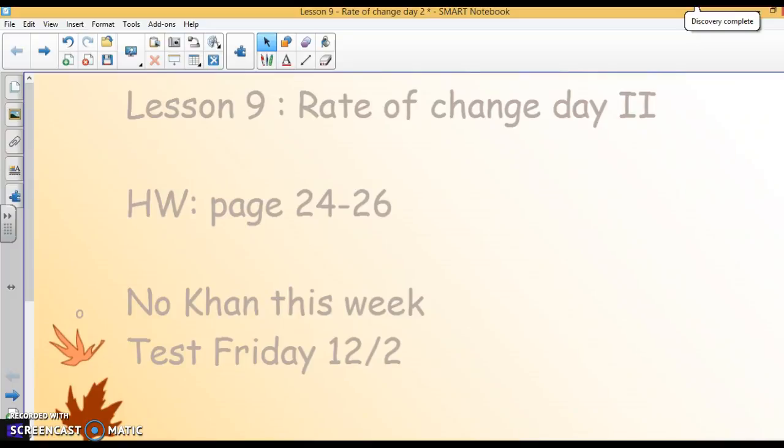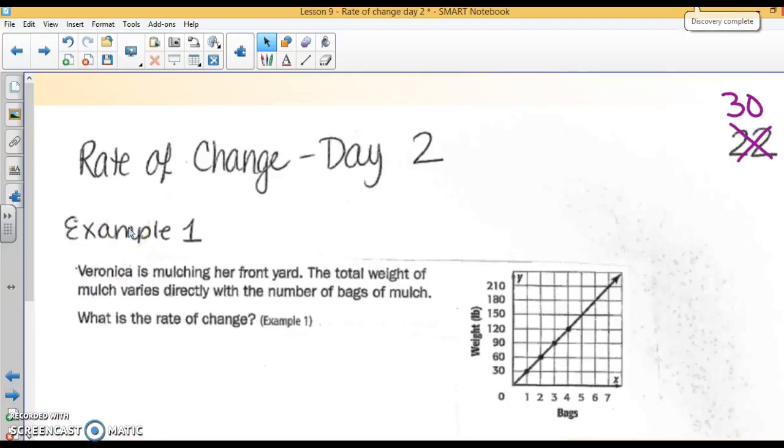Today is the proportional unit, lesson 9, the second day of rate of change. The homework that goes along with this is pages 24 to 26. We are on page 30 in your note packet. All right, example 1.